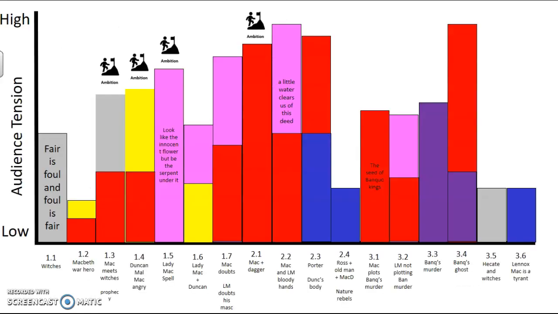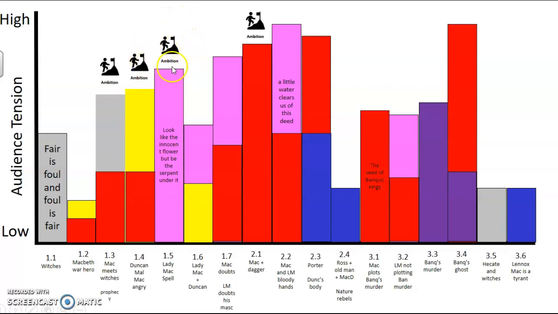But we're going to look here at, I'm going to start with ambition. When is ambition really important in the play? Well, when Macbeth gets his first prophecy in Act 1, Scene 3, we see his ambition for the throne. This is made really important in Act 1, Scene 4, when Duncan and Malcolm are involved and Macbeth is angry about being overlooked for the throne.